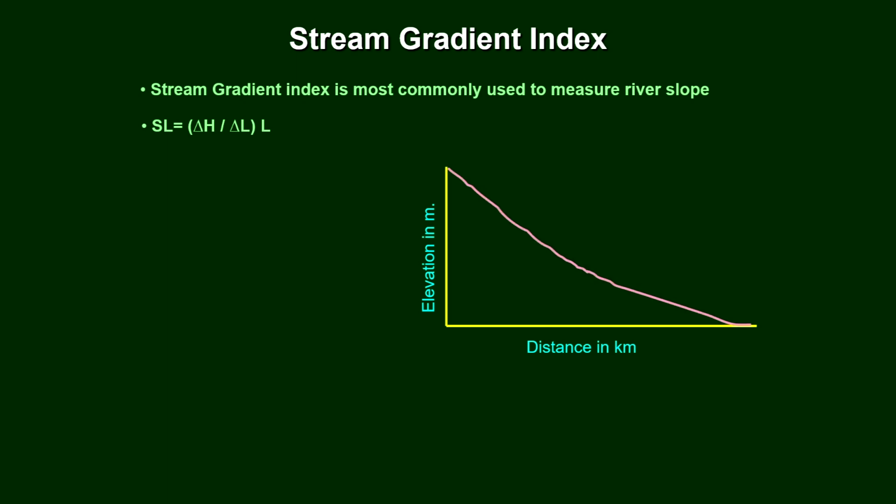So, most commonly you will be able to see the river profile something like this. Now, if you want to know the stream gradient index at a particular given point, say somewhere over here, you can take a stretch of the area and see what is happening in that stretch.